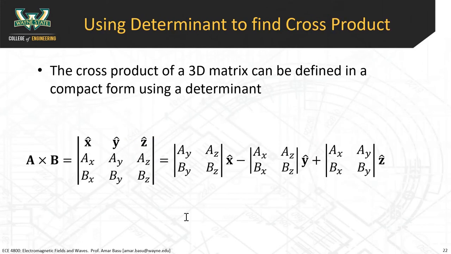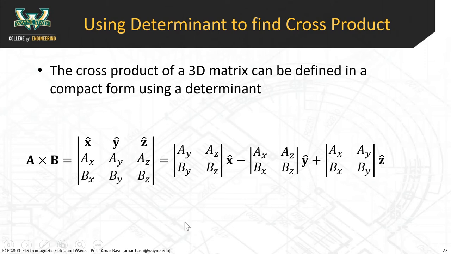So this is how we figured out the determinant of a three-dimensional matrix. And this is how we use the determinant to figure out the cross product. So now that we've talked about determinants, this formula should make sense to you. The definition of the cross product is that you have x hat, y hat, z hat in the top row, then the A vector on the second row and the B vector in the third row, and then you take the determinant of that entire matrix.